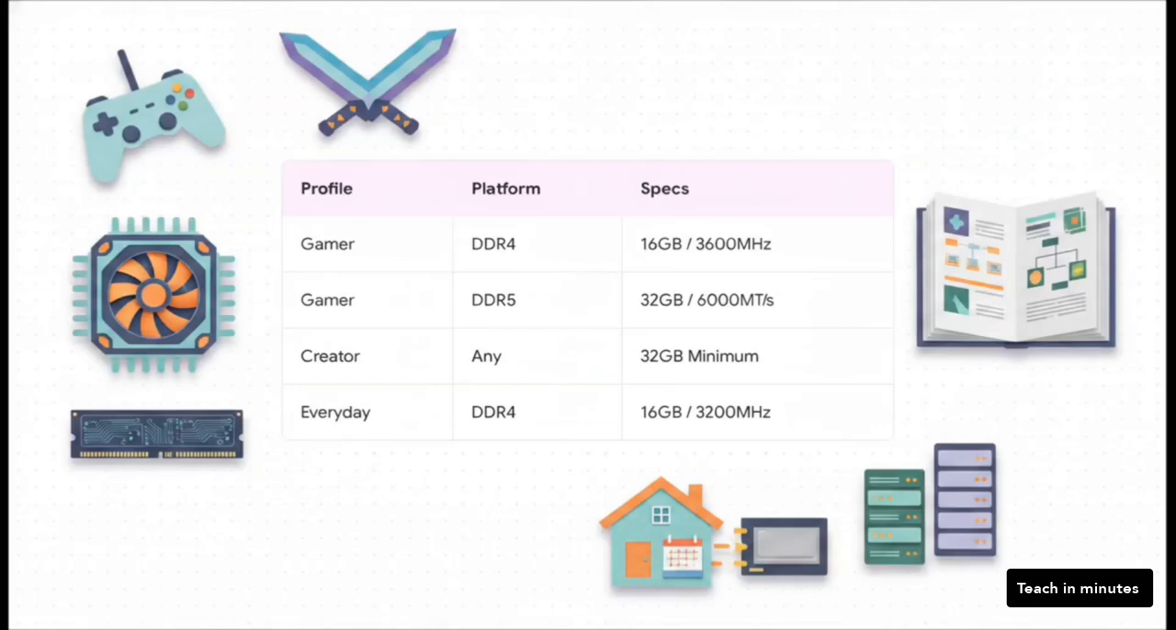Let's strip away all the guesswork and look at the actual performance per dollar sweet spots here. If you're gaming on an older DDR4 platform, you really want 16 gigabytes at 3600 MHz with a CL16 latency. Building a brand new DDR5 gaming rig? Target 16 to 32 gigabytes running at 6,000 megatransfers per second at CL30. Now, for content creators, regardless of your platform, you need a strict minimum of 32 gigabytes. You have to prioritize that massive workbench space over outright speed. And for everyday users, 16 gigabytes of standard 3200 MHz DDR4 is going to be more than sufficient. Take whatever budget you have left over and just put it toward a faster storage drive.